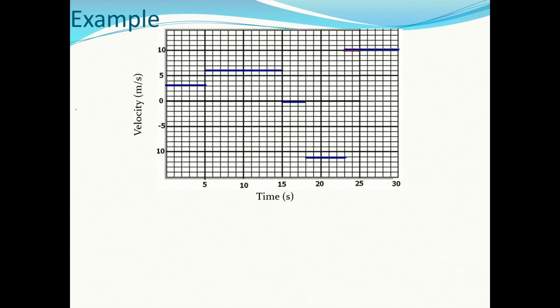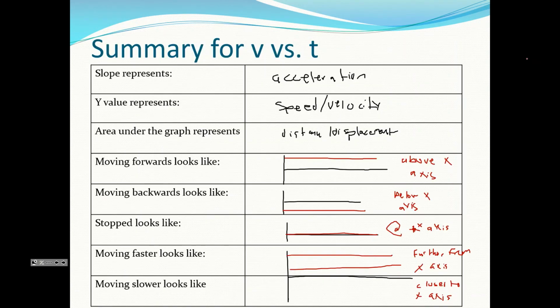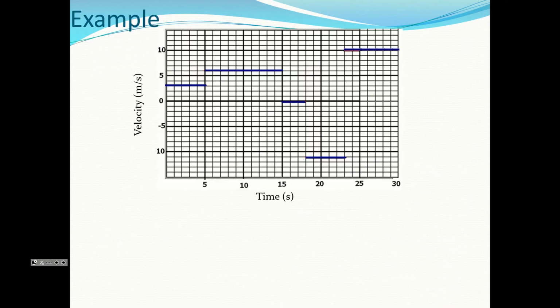Let's do an example together here of all those different things. So find your velocity at 6 seconds. What do we do? Velocity is your y value. So that's what we're going to do. So we're going to find our velocity at 6 seconds. So we'll go down here to 6 seconds, and we'll find our y value. So our y value looks to be 6. So my answer is 6 meters per second. But it is velocity, it is positive, so I'd have to add forwards to it.